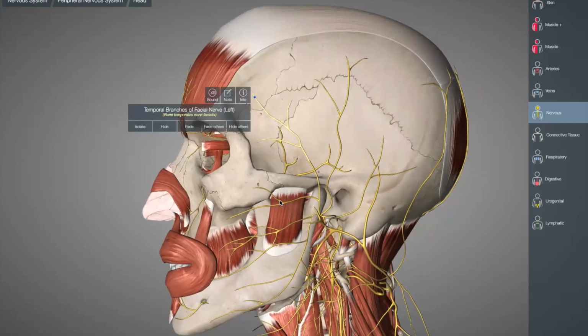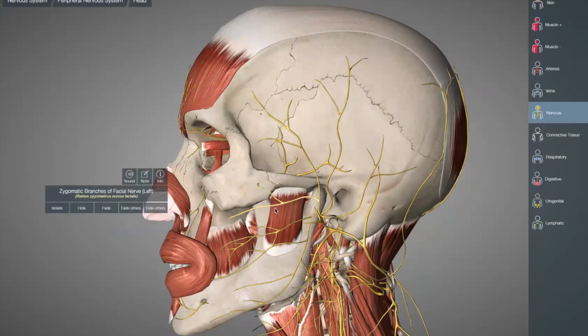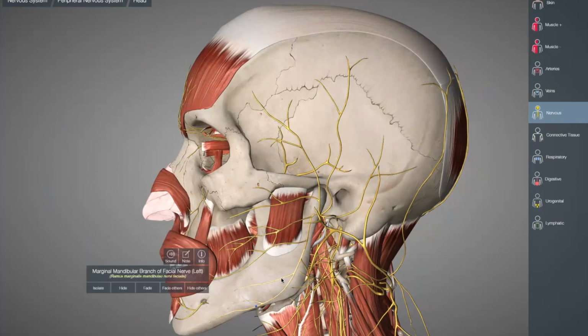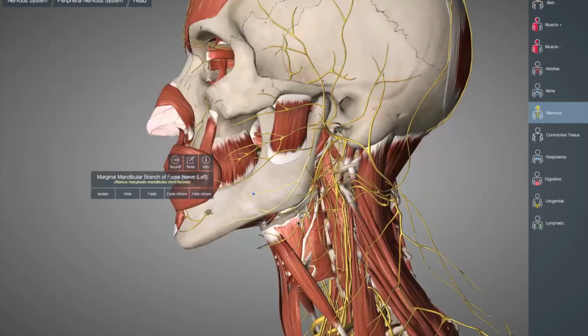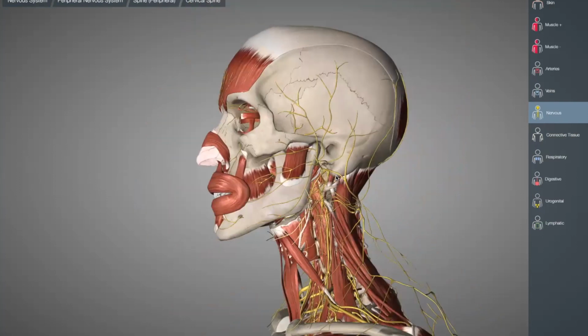The second branch is the zygomatic branch of the facial nerve. The third branch is the buccal branch of the facial nerve. The fourth is the marginal mandibular branch of the facial nerve. And finally, the cervical branch of the facial nerve.